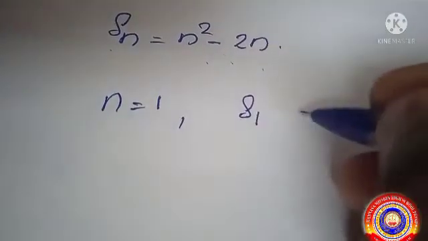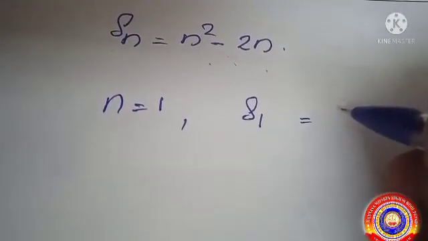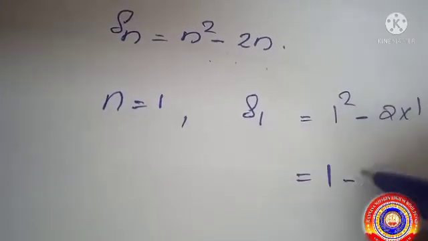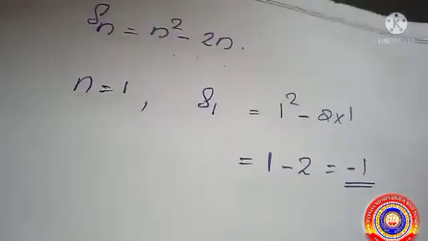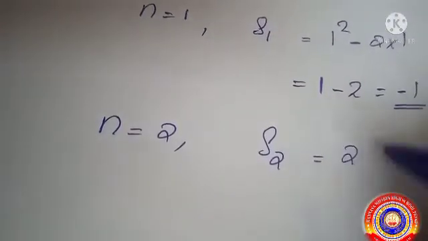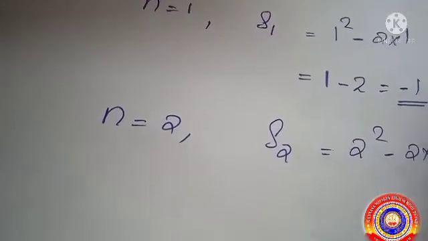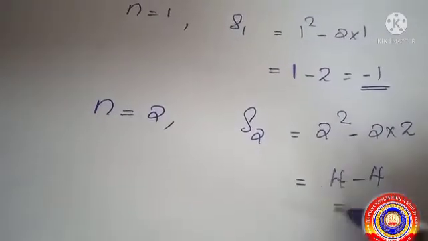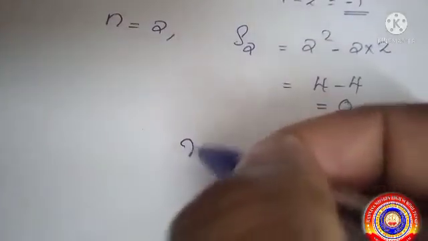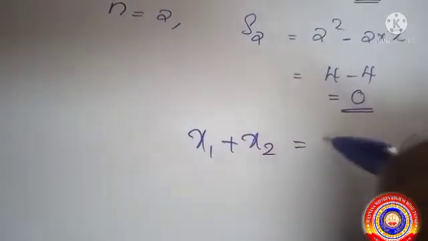Next question, Sn is equal to n square minus 2n. First we have to put n equal to 1, then S1 equal to 1 square minus 2 into 1, which is equal to 1 minus 2, equal to minus 1. S1 equal to x1, so the first term is equal to minus 1. Put n equal to 2, S2 equal to 2 square minus 2 into 2, which is equal to 4 minus 4. 2 square is 4, so 4 minus 4 is equal to 0.